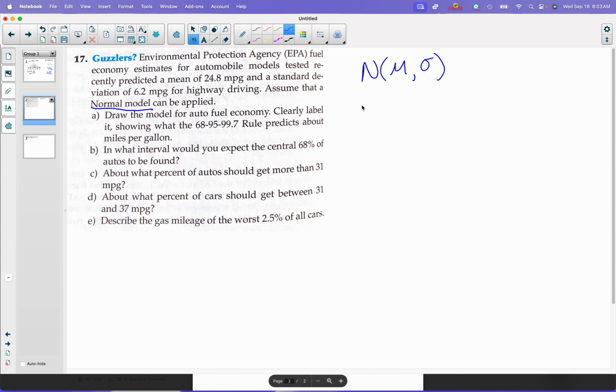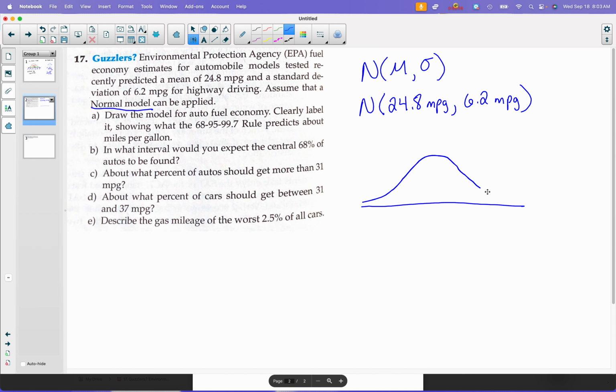So for my particular example here, we've got a normal model, and the mean is 24.8 miles per gallon, and the standard deviation is 6.2 miles per gallon. This is how I would identify the particular normal model I'm talking about. Be aware, every time you change the mean and standard deviation, you will change the normal model. It's still going to have kind of the same picture. So we'll draw this line, and we'll draw our normal model as best as we can. That is not very good. Let me try again.